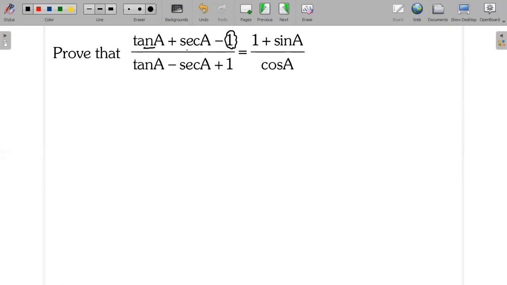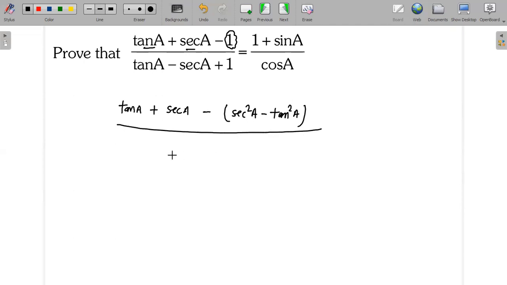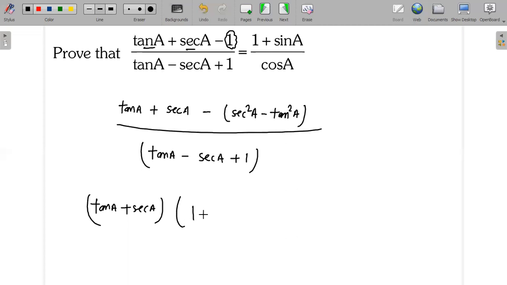Since the terms tan and secant are there, rather than replacing 1 with some other trigonometric identity, try to replace this 1 with secant square A minus tan square A, isn't it? So what will I get if I replace 1 with secant square A minus tan square A? Now you can see in the numerator that we can take out tan A plus secant A as a common factor. So the moment you take tan A plus secant A as a common factor, we end up getting 1 minus secant A plus tan A.